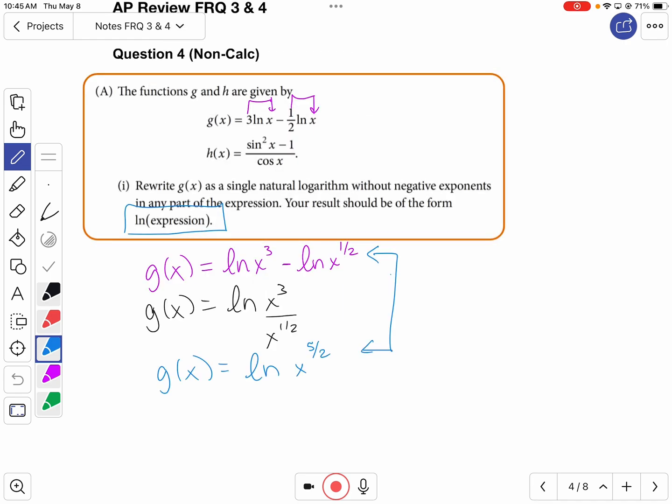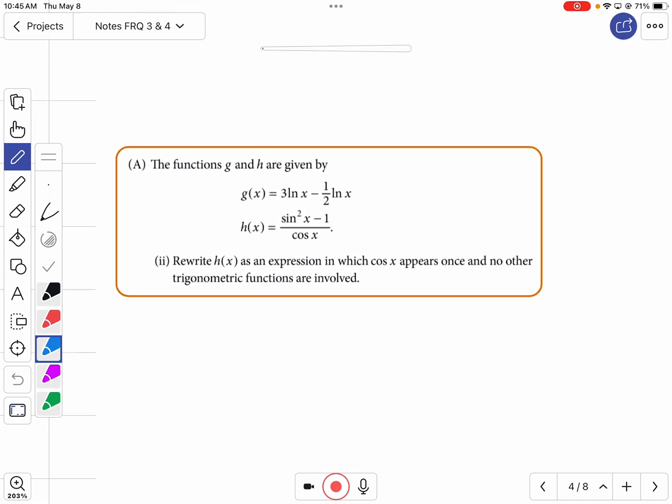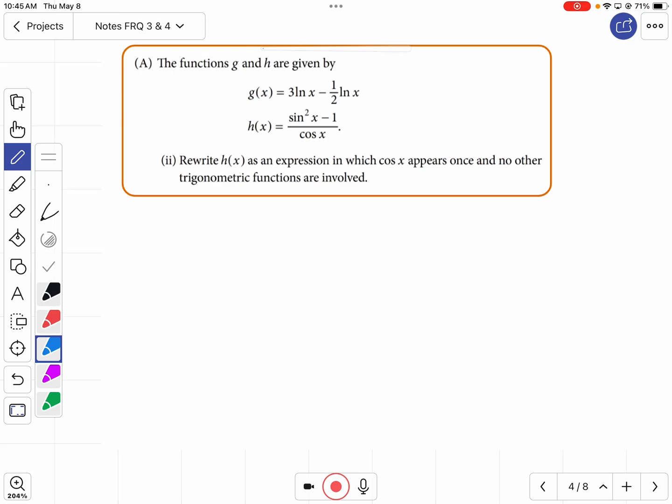Oh, let me go back. Let's look at part 2. In part 2, we get into those trig expressions, and they will be very specific. Rewrite it as an expression in which cosine appears once and no other trig functions are involved. You should only have a cosine of something left when we're done. You might have a 1 on top, but you're not going to have a sine, a tangent, or a secant.